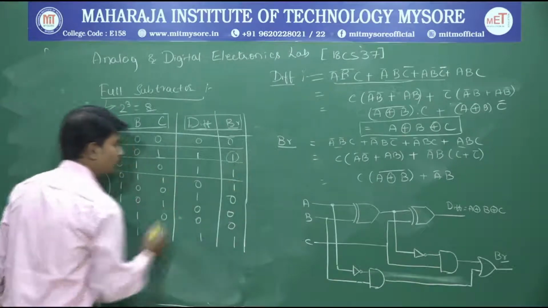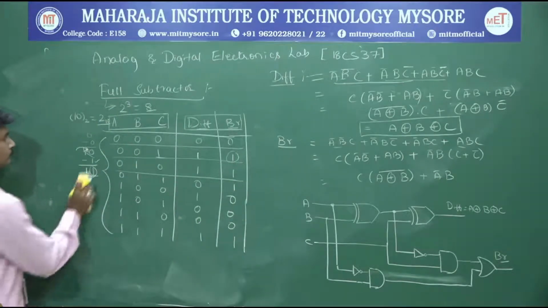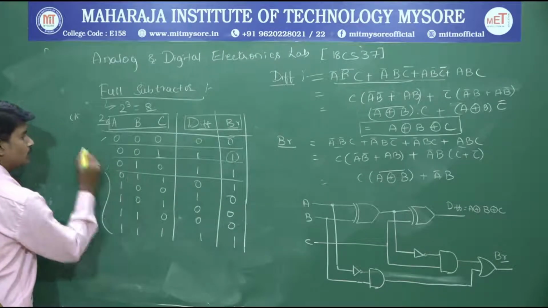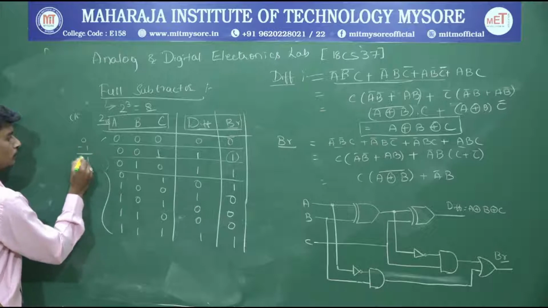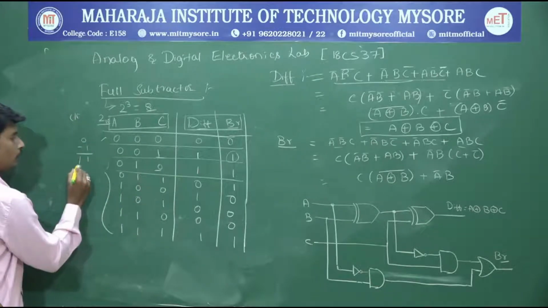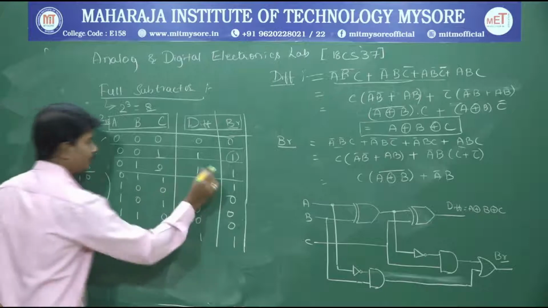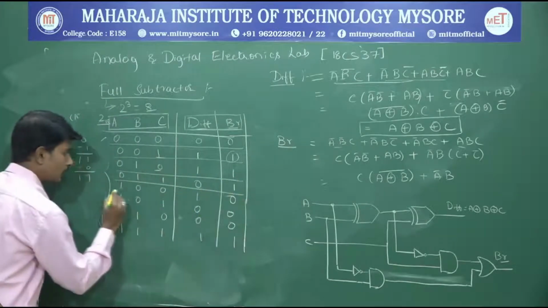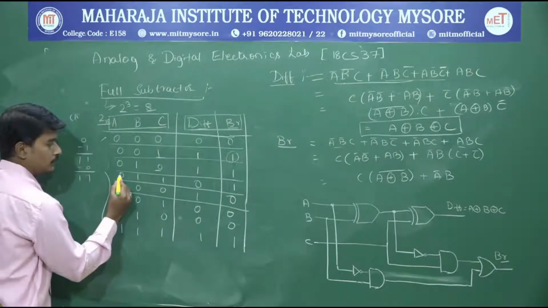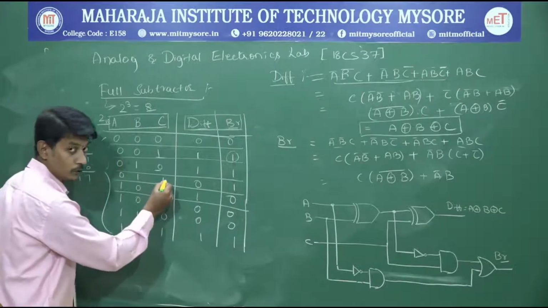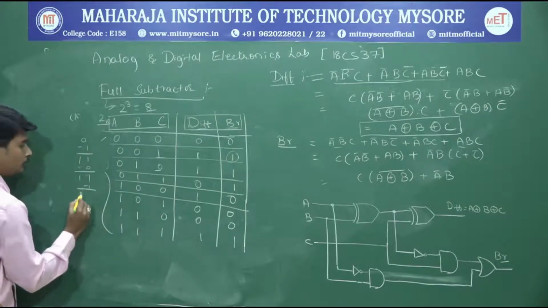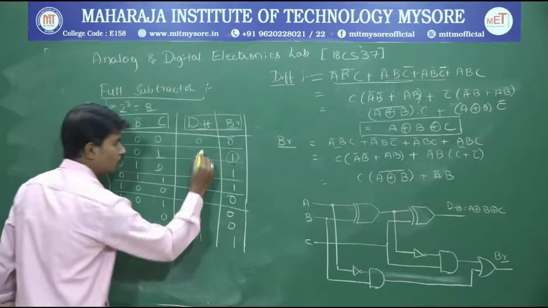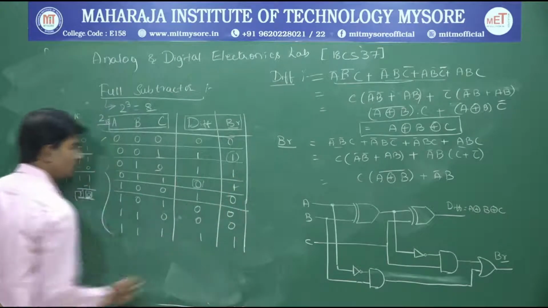Let's get into the next combination. For the third combination, 0 minus 1, again we end up with 1 1, minus 0, the result will again be 1 1. So this will go on. Let's take 0 minus 1, again 1 1, and 1 1 minus 1, again we end up with 1 0. That is, difference is 0 and borrow is 1.